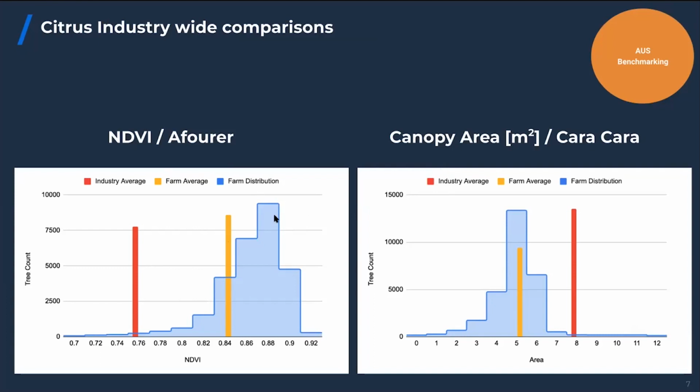Here are just two examples: one farm's average NDVI for Furas compared to the industry. So you see that this farm is way above the industry average, which is great. As well as the same comparison, but for canopy area for the Caras, where obviously this difference might be to do with the age of the trees or pruning.